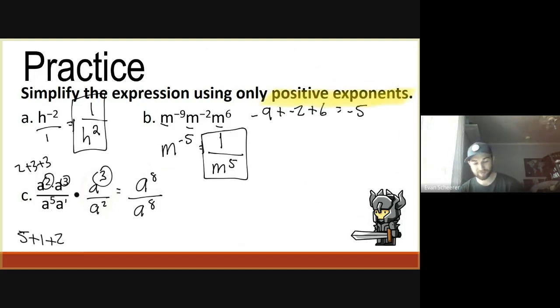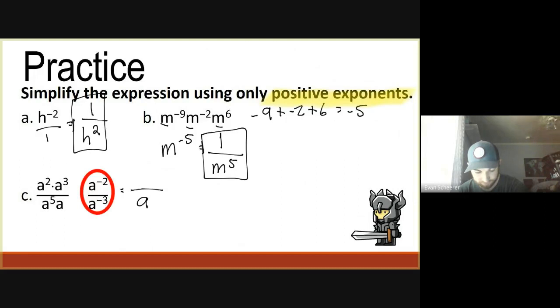So therefore, my final answer, a to the eighth divided by a to the eighth, if you divide the same number by itself, you just get 1. So let me go back, and I'll show you that the final answer equals 1. So the final answer here equals 1. I think that's a lot easier, just simplifying, right?